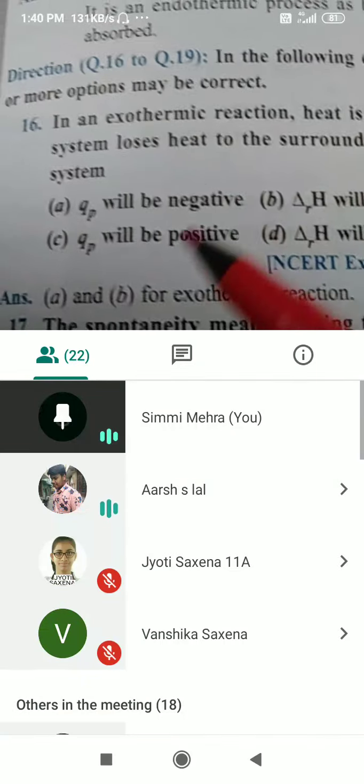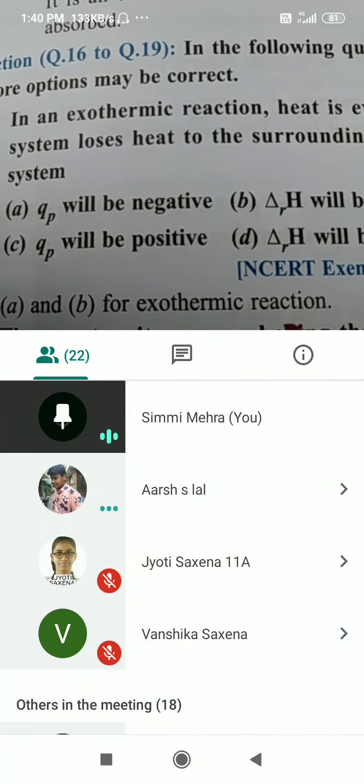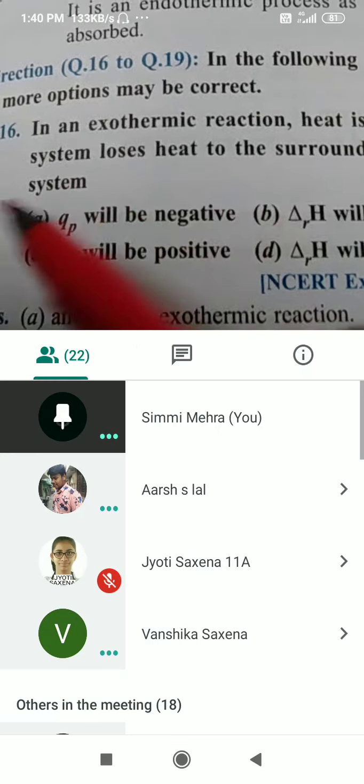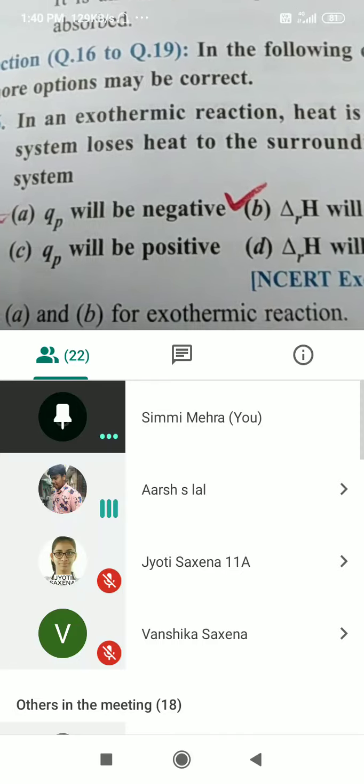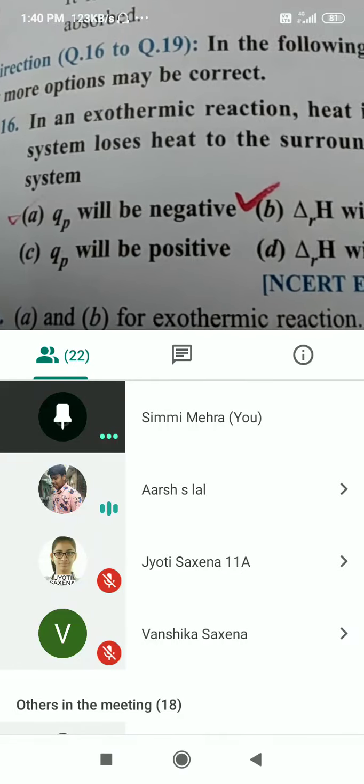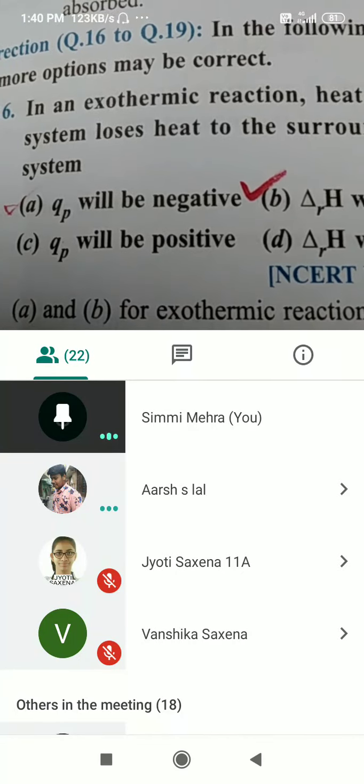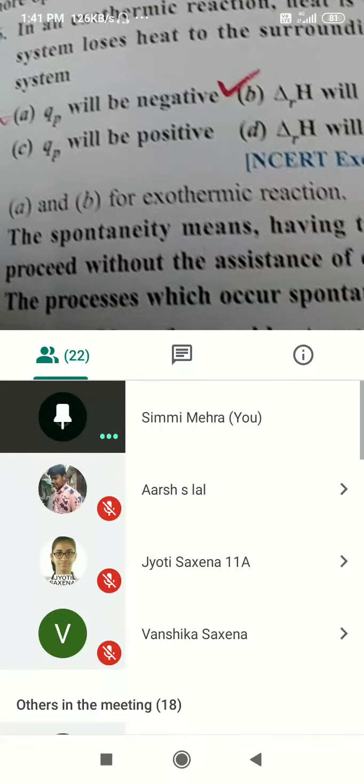All right, let's see. A and B both are exothermic. You are right, both are correct. This is also correct, this is also correct.